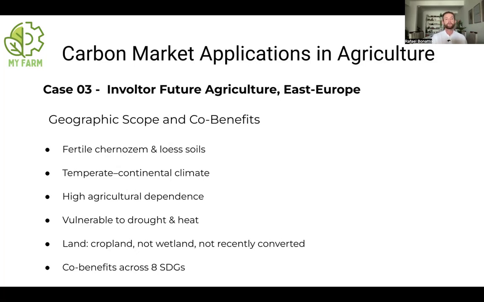About the geographic scope and co-benefits of Involter Future Agriculture.